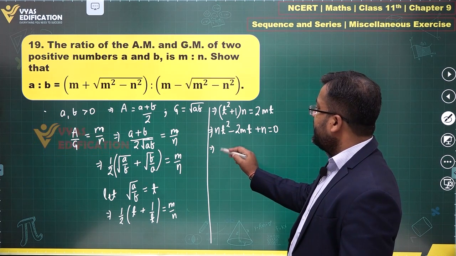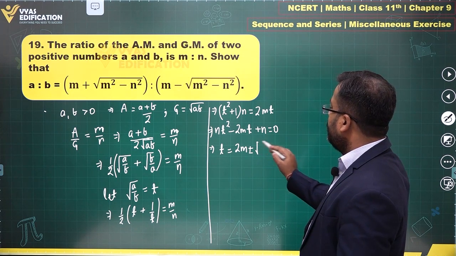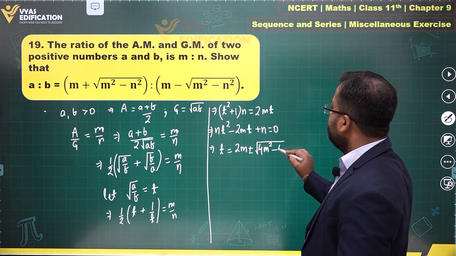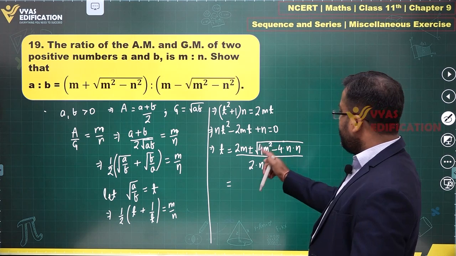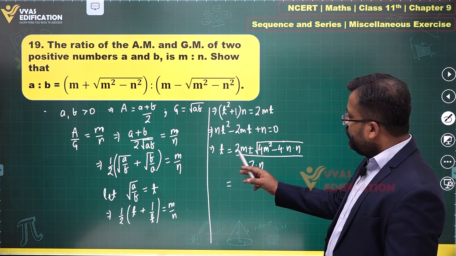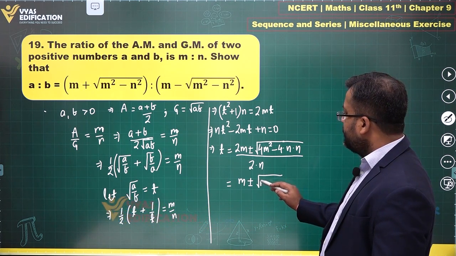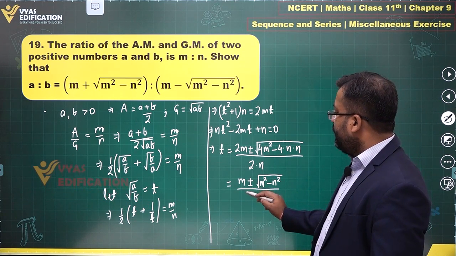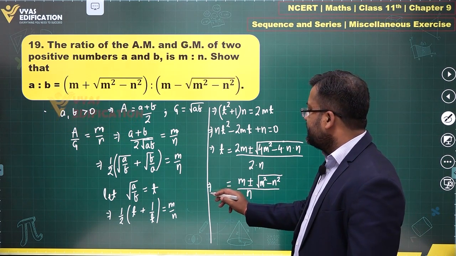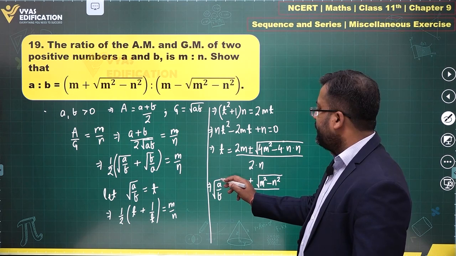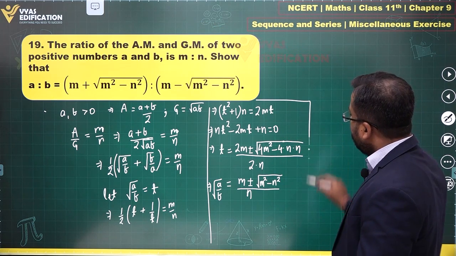What will be the value of t? t can be found using the quadratic formula, minus b plus minus under root of b square minus 4ac upon 2a. You can see 4 under root will be 2, and 2 will get cancelled. This leaves us with m plus or minus under root of m square minus n square over n. This is what remains, right? But what is this value? This is t. This is square root of a upon b, first of all. We can choose m plus or m minus. We can choose either one and continue further, right?